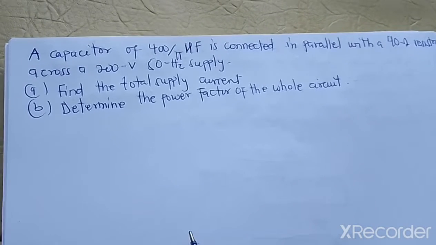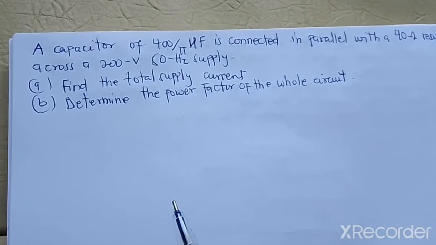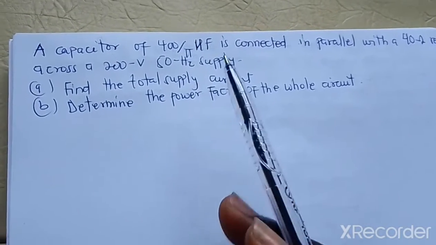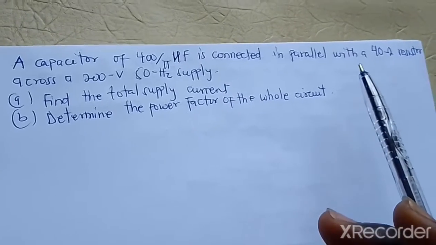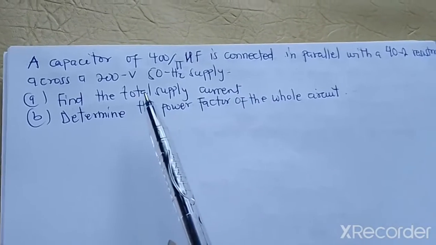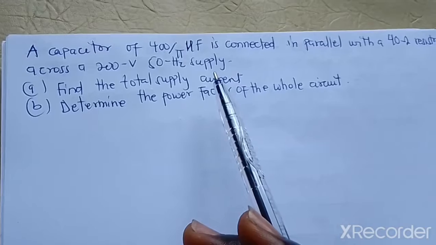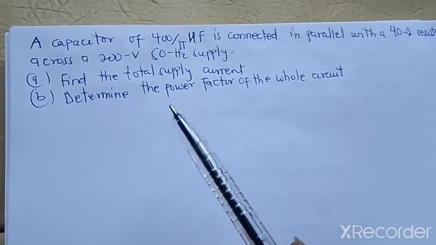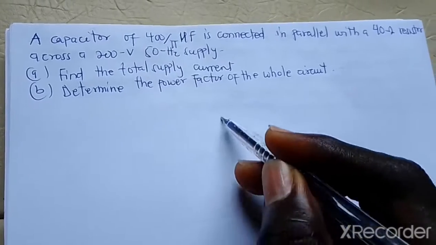It is a topic in applied electricity. So it says a capacitor of 400 over pi microfarad, that is the value for the capacitance, is connected in parallel with a 40 ohm resistor across a 200 volt 50 Hz supply. So find the supply current, then determine the power factor of the whole circuit.